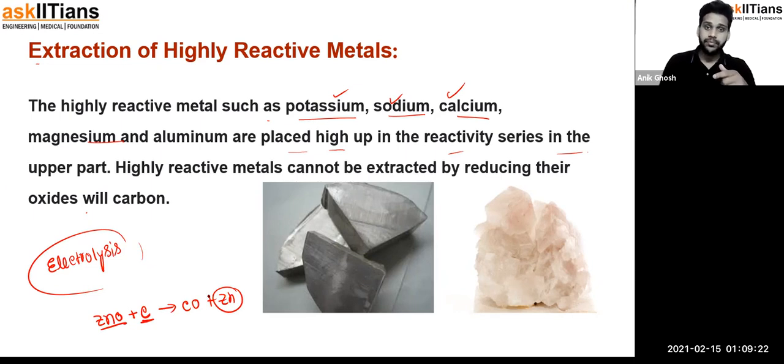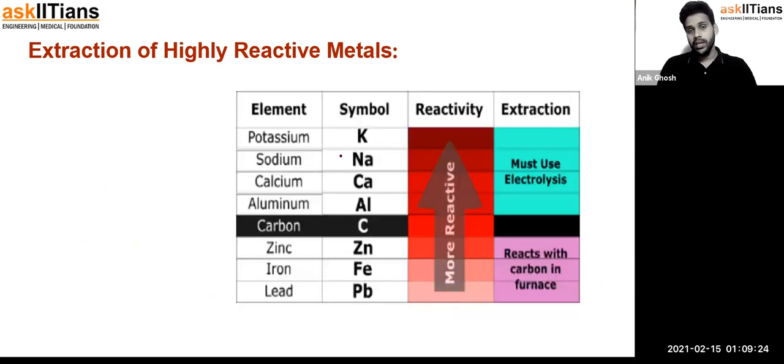Let's see. Here you can see the potassium, sodium, and calcium, how they are in the top position up to aluminium. So all these elements are very reactive elements. So you have to use electrolysis method. Okay. Now, for the elements that are moderately reactive, like zinc, iron, and lead, you have to use the carbon in furnace.